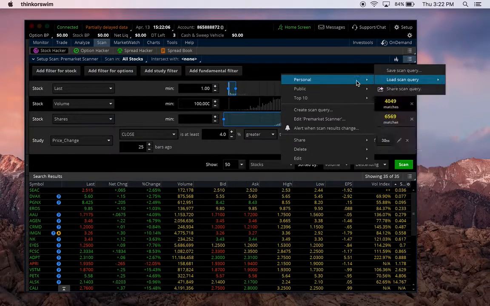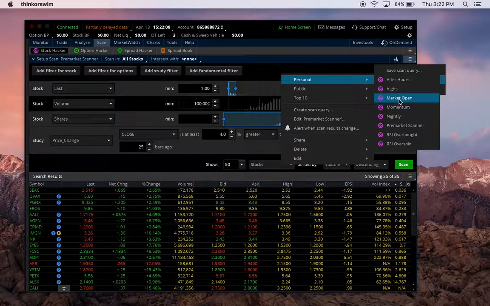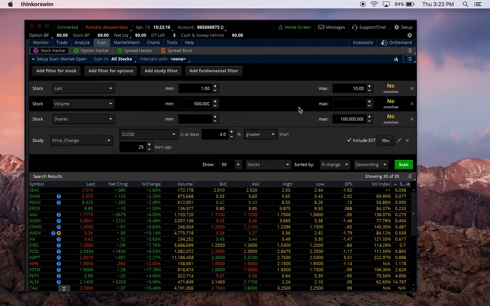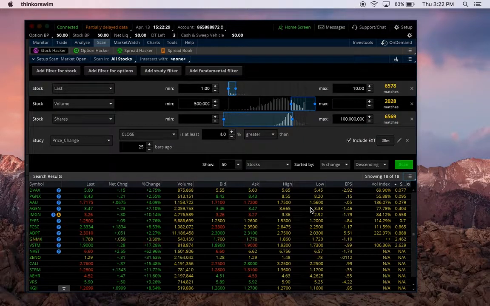Besides that scanner, after that we have market open. I'm going to run pre-market scans from about 9 a.m. to 9:30 Eastern time. Once the market opens, I'm going to switch to market open. Basically you're going to see we have the same parameters. The only difference is we want 500,000 in volume minimum. And so we'll run that one.